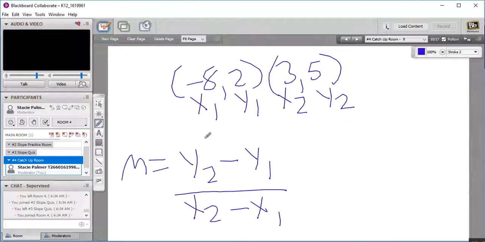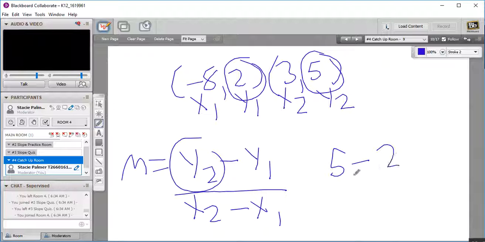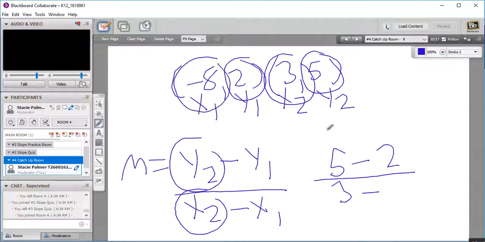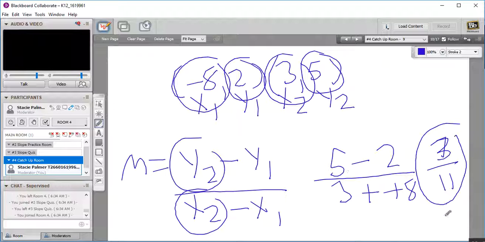Okay, so here we go. Y of our second is 5 minus y of our first, which is 2, over x of our second, which is 3, minus x of our first, which is -8. 5 minus 2 is 3. 3 minus -8 is 11. So our slope is 3 over 11.